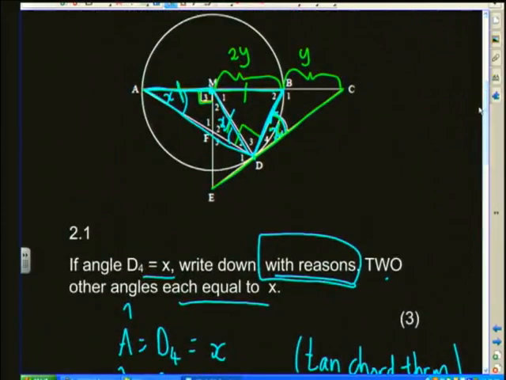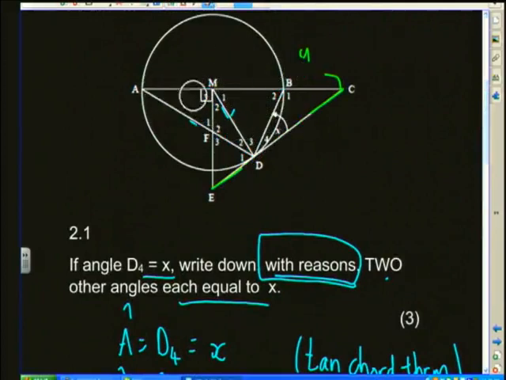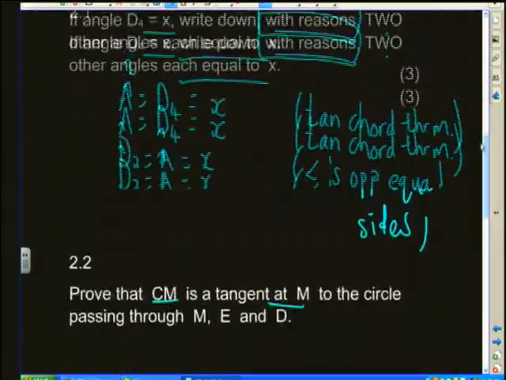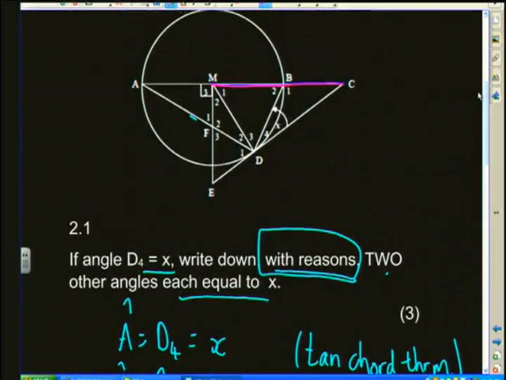CM, and I'm going to rub off some of the other stuff that I've put on. We'll put it back later on as we need it, but we just need to see what's going on here for now. We've got CM. They want us to prove that that is a tangent to circle through MED. So they're saying if you could draw a circle through MED, then CM would be a tangent.